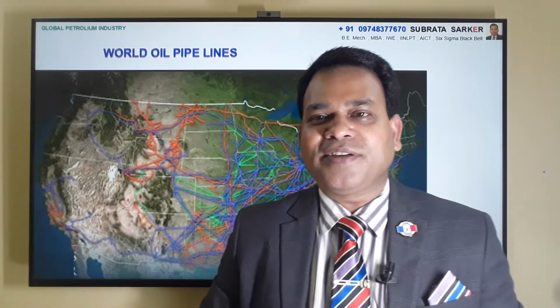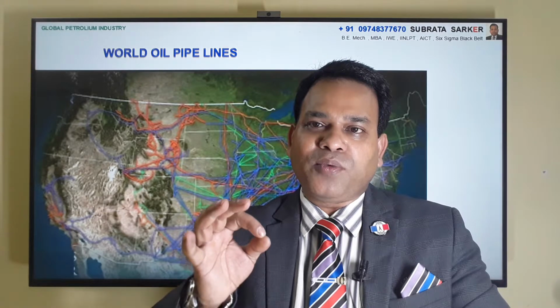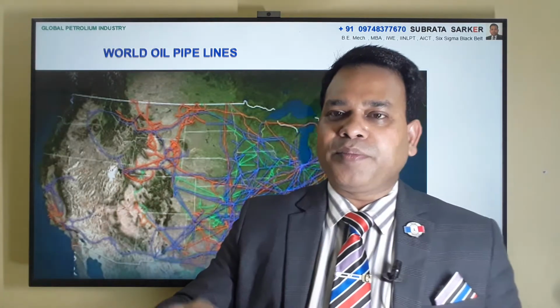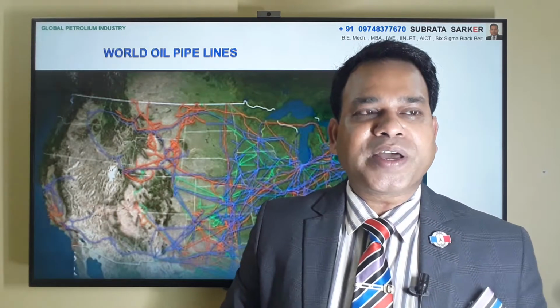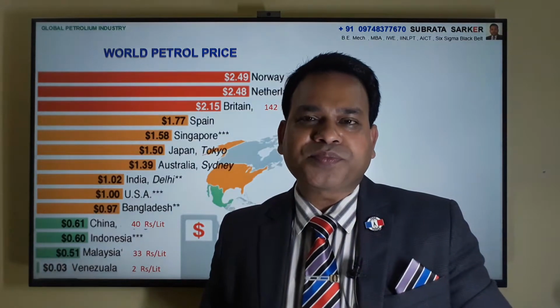And if we talk about the least price of fuel, this is in Venezuela. The petrol cost as of today, in 2017, is two rupees per liter. And in Malaysia, it is just half of India, 35 rupees per liter. So the price of petroleum products depends, other than government policy and taxes, on the production cost at the source countries and the transportation cost. These are the two major contributors.